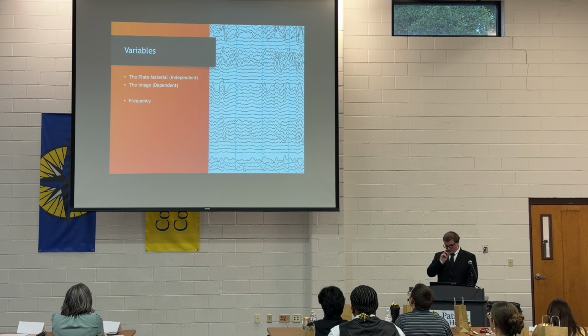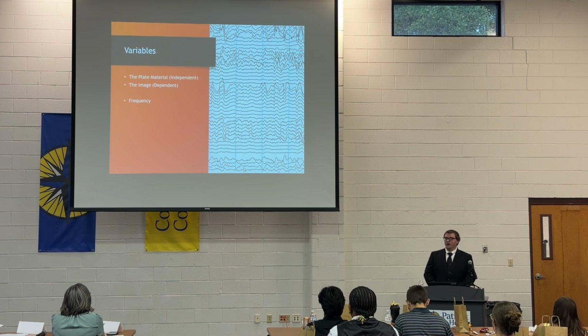So my variables would be the plate material, which is my independent variable because I changed it, and the image is the dependent variable because it depends on the plate material in this experiment. The frequency was controlled in this experiment, however, it could be changed in order to produce a different image if you would so like.